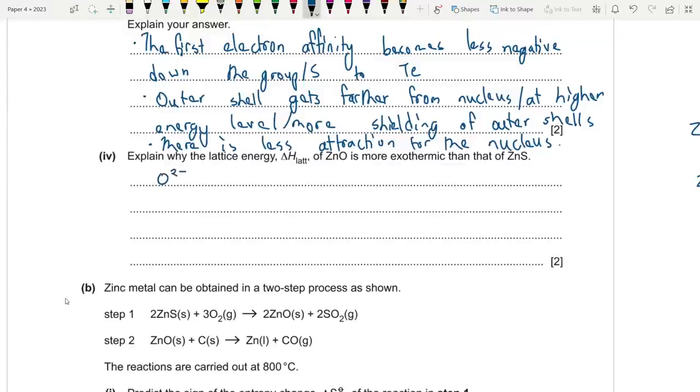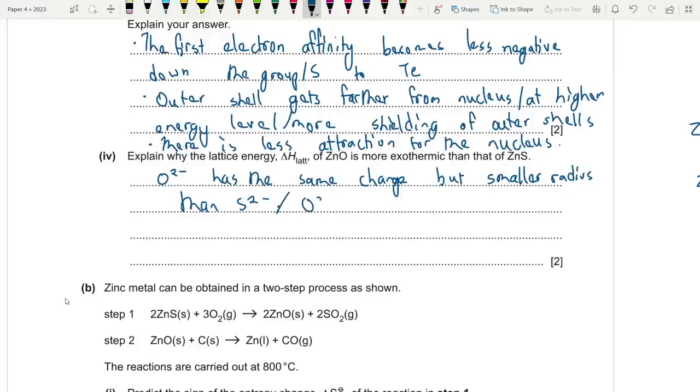That O2- has the same charge but smaller radius than S2-. Essentially, more charge density. You could say that directly: O2- has higher charge density. You'd get a mark.